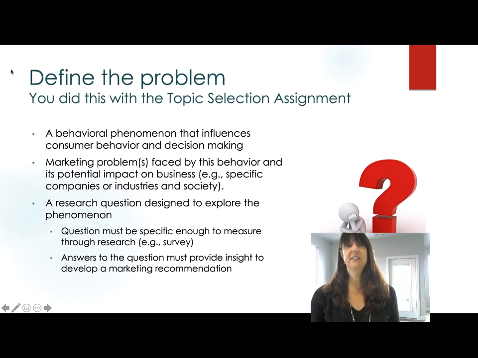The first thing is defining the problem. You've already done this with your topic selection assignment. You've looked at a behavioral phenomenon that influences consumer behavior and decision making. You've created a marketing problem that a potential business, or a business that you know, might have based on that phenomenon. And you've developed a research question, which is going to help you explore specifically the information regarding that phenomenon.